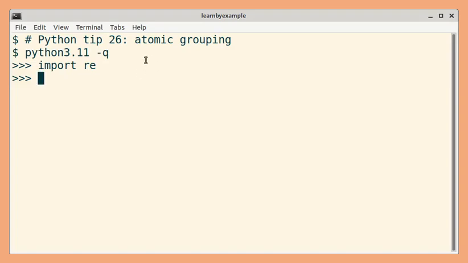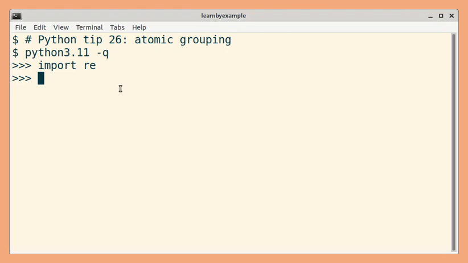In this tip, we'll see a couple of examples for atomic grouping. This is a new feature added to the regular expression module in Python 3.11. This is a special group that is isolated from other parts of the regular expression. Thus, it helps to safeguard that particular portion from further backtracking. We will see a couple of examples.